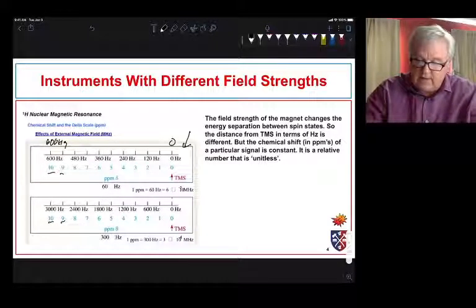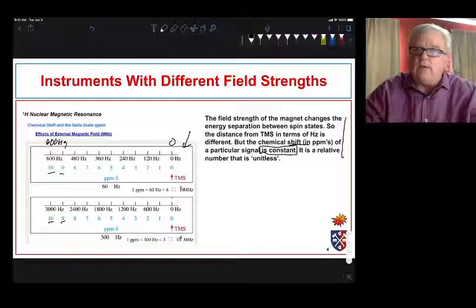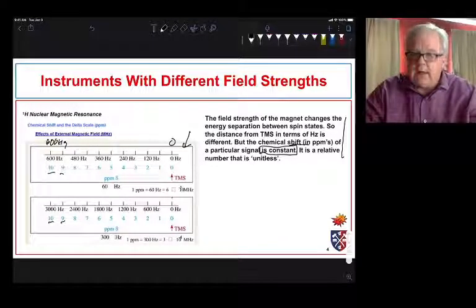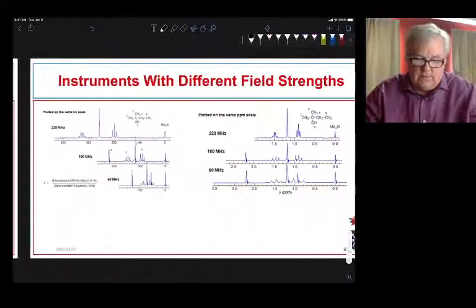So the field strength of the magnet changes the energy separation between spin states. So the distance from TMS in terms of hertz is different, but the chemical shift of a particular signal is constant. That's the important part here. The chemical shift is constant. And that's the number that we look at when we do our experiments and our analysis of the results.